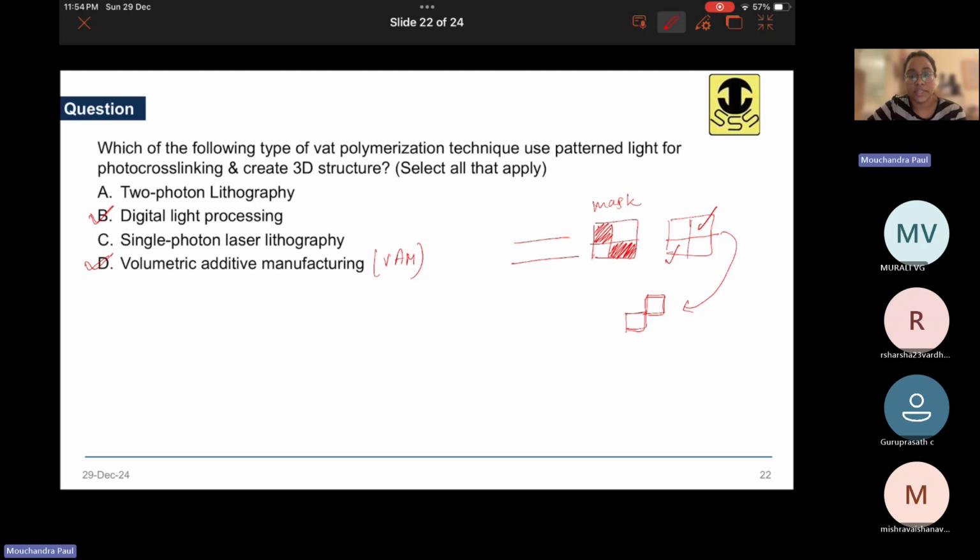So this pattern light is used only for the technique B and D to create a 3D structure. Okay.